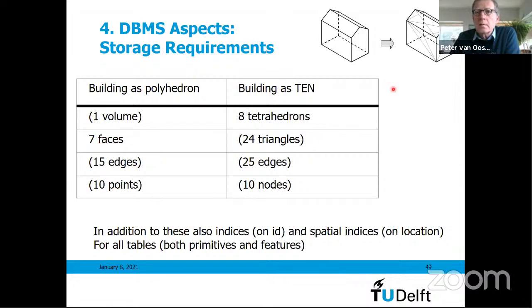When we store it as a TIN, and we store mainly the tetrahedra, then we have 8 tetrahedrons. And in total, there are 24 triangles and 25 edges, because you have the internal edges and nodes. So is this more expensive than a polyhedral storage of the objects? And as I said before, in addition to the objects themselves, you also have the index on the object. Not only the administrative index or identifier, but also the spatial index.